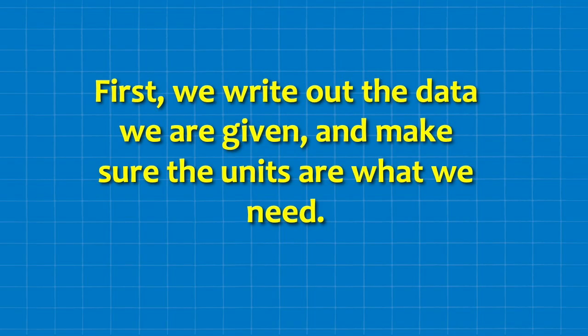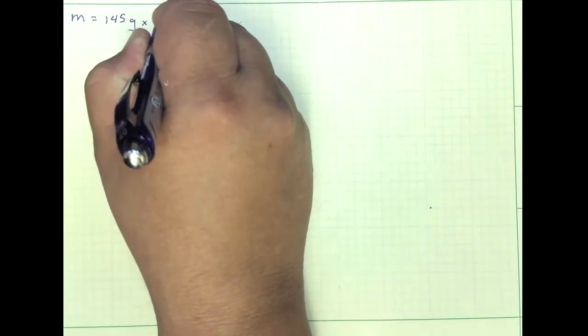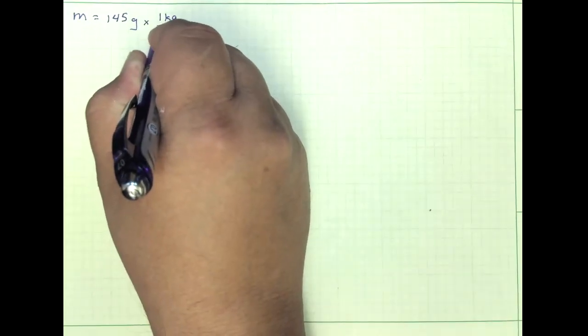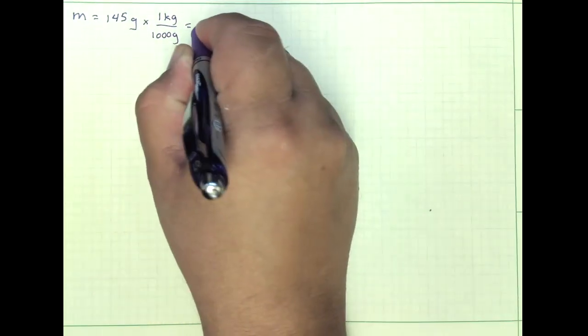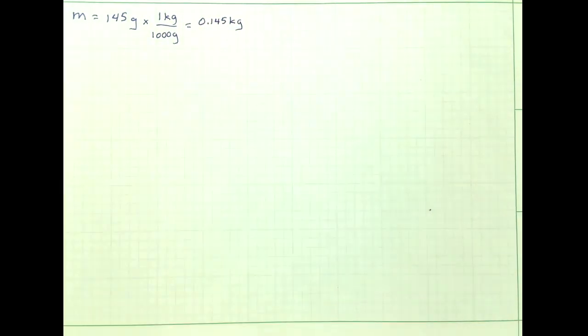Well, the first step in the problem-solving process is to figure out what the problem is telling us and to write out the data, paying attention to make sure that we are in the proper units. So taking a look at the problem, we realize that we are given the following data. We are told that the mass of the baseball is 145 grams. We can convert this into the units we need, kilograms, by using the conversion factor that there are 1,000 grams in a kilogram. This gives us a mass of 0.145 kilograms for the baseball.